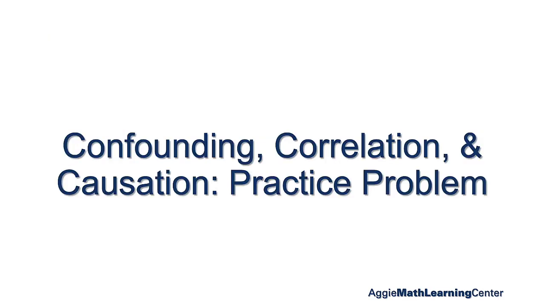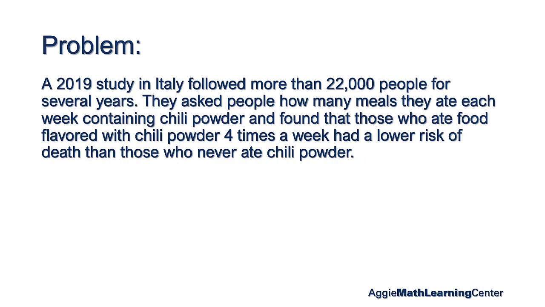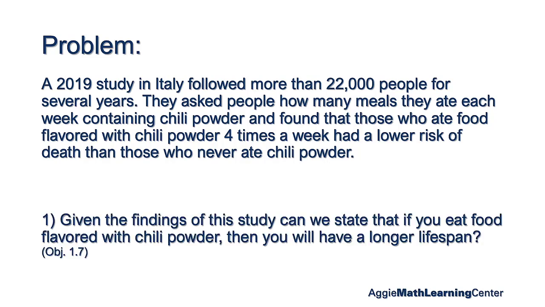Now that we have built upon our understanding of confounding, correlation, and causation, let's utilize our knowledge of these concepts by doing some practice. A 2019 study in Italy followed more than 22,000 people for several years. They asked people how many meals they ate each week containing chili powder, and found that those who ate food flavored with chili powder 4 times a week had a lower risk of death than those who never ate chili powder. Question 1. Given the findings of this study, can we state that if you eat food flavored with chili powder, then you will have a longer lifespan?